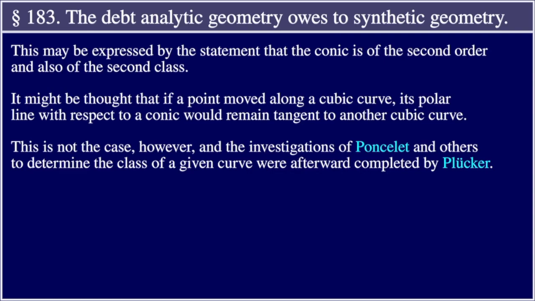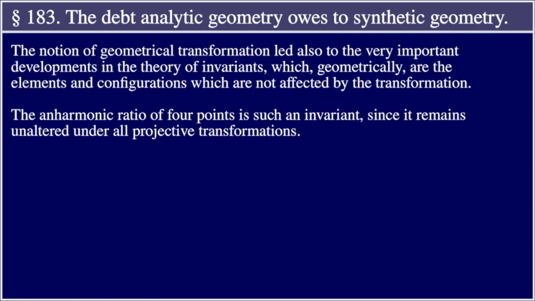This is not the case, however, and the investigations of Poncelet and others to determine the class of a given curve were afterward completed by Plücker. The notion of geometrical transformation led also to very important developments in the theory of invariance, which geometrically are the elements and the configurations which are not affected by the transformation. The anharmonic ratio of 4 points is such an invariant, since it remains unaltered under all projective transformations.